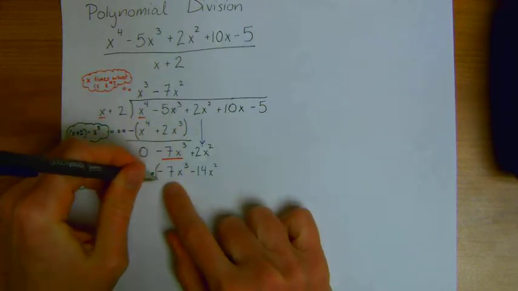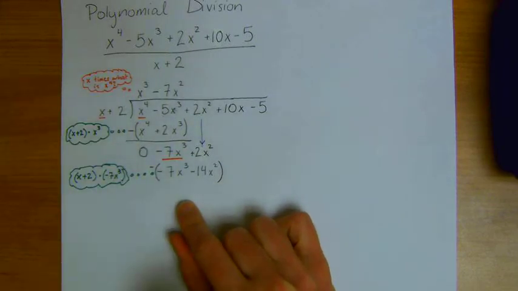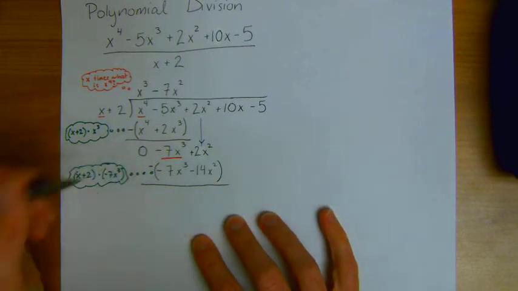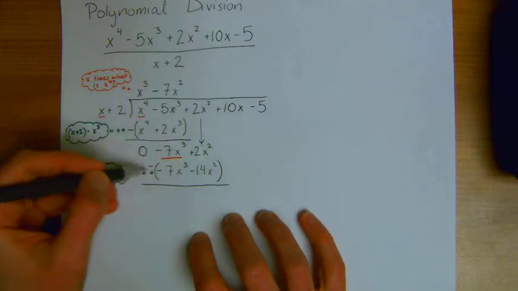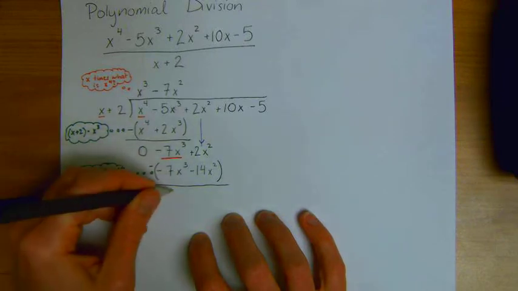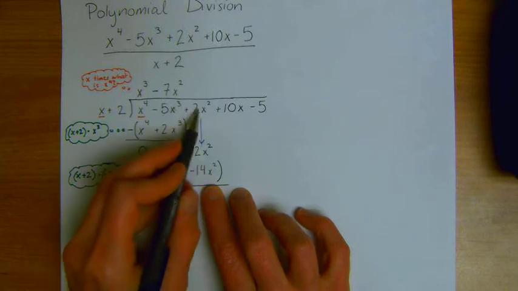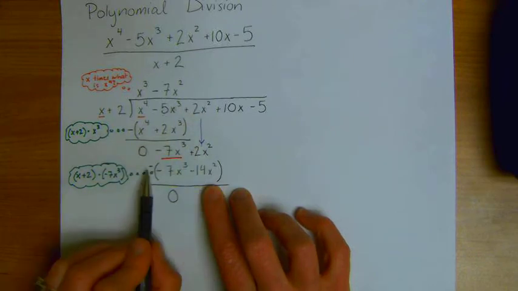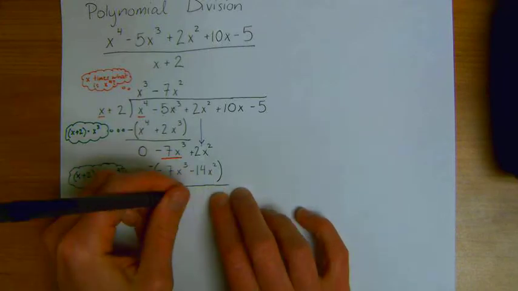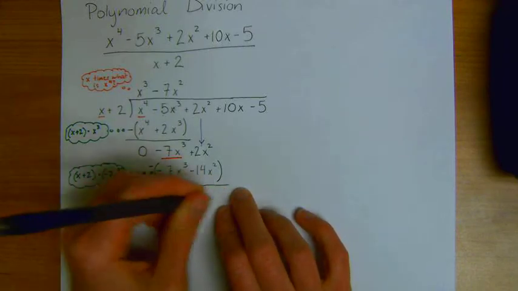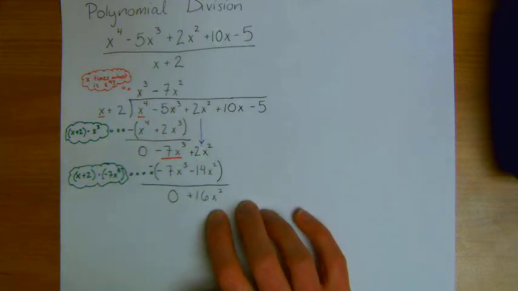And now I take this whole thing and I subtract it. So what am I subtracting? Negative 7x cubed minus a negative 7x cubed is plus a 7x cubed, which gives 0. I have to subtract this term as well. 2x squared, I brought that down from up here, minus a negative is plus 14x squared, ends up being plus 16x squared. So round 2 is complete.